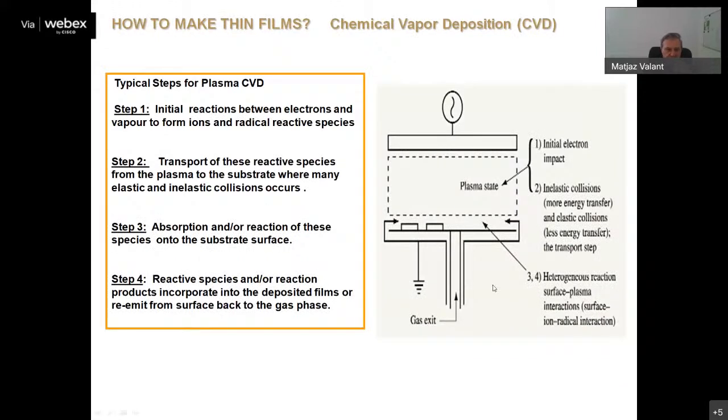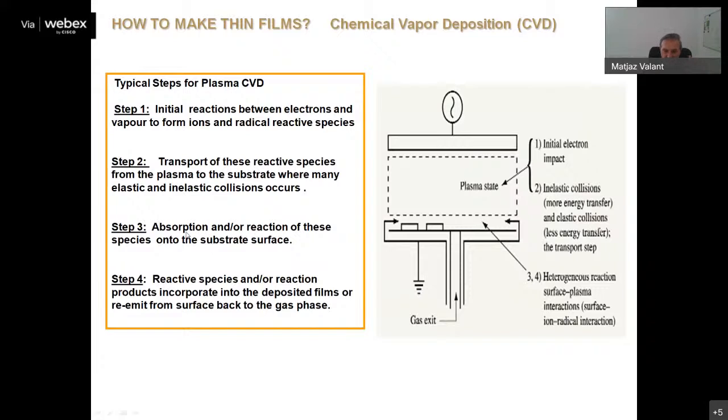So here is just a scheme of a setup for CVD deposition. And we have several steps which are common to all variations of this technology. So in step one, we need to have an initial reaction between electrons and the vapor so that we form ions and radicals. So this is already the activation of the initial source of the material. We need to transport these reactive species towards the substrate, and during that process, of course, these species collide with the substrate and can either further decompose into ions that we actually want later to condense, or they can adsorb nicely on the substrate.